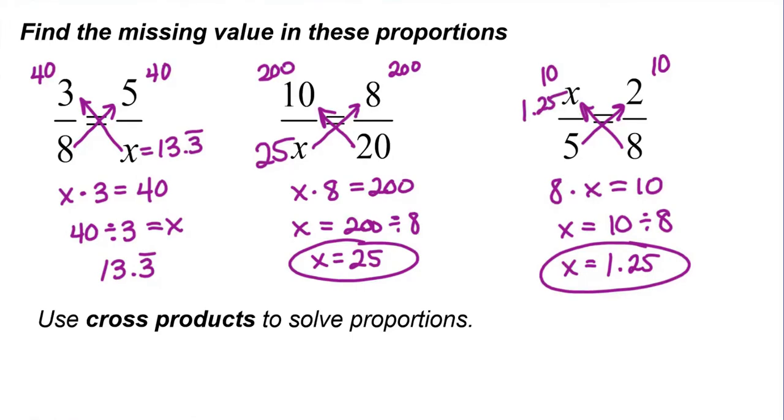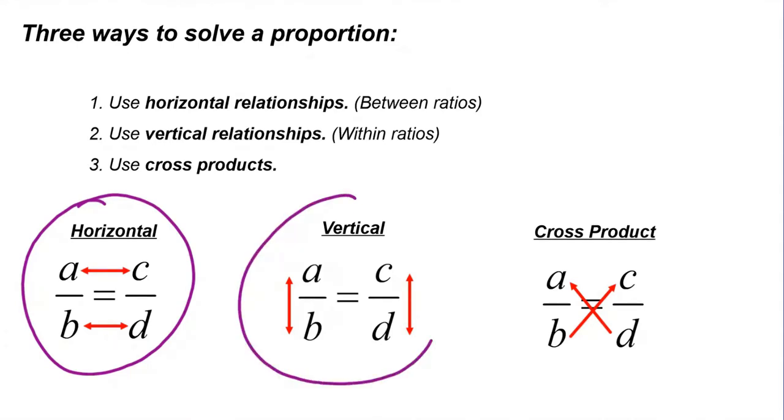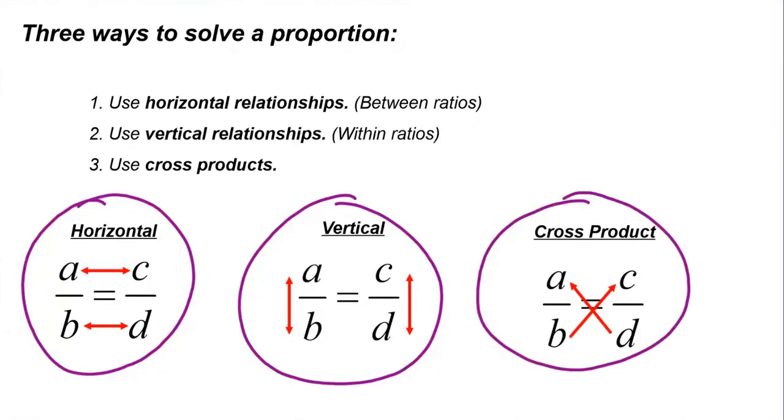So now we have 3 strategies, or 3 tools, that we can use to solve a proportion if there's ever a missing value. We can use horizontal relationships, looking between the ratios. We can use vertical relationships, looking within the ratios. Or if neither one of those works, we can use cross products. One of those 3 strategies will always work. Actually, they'll all work, but sometimes one is easier than the other.